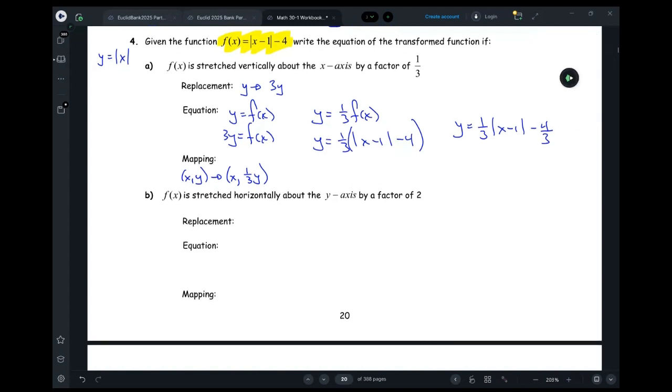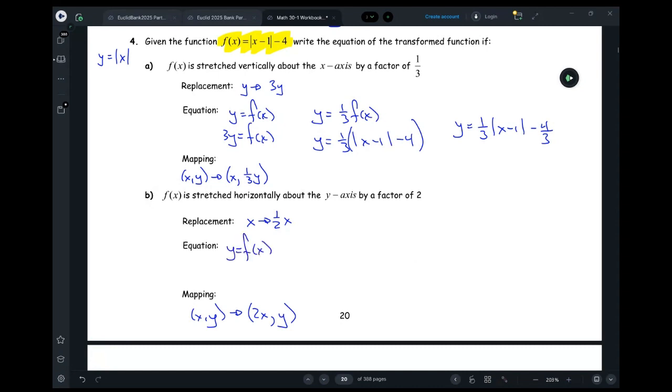When it comes to the horizontal transformation, we're going to stretch this about the y-axis by a factor of 2. I'm going to replace x. And if it's going to be by a factor of 2, I'm going to replace it by 1/2 x, which again means I know right away before I do anything that the mapping is going to be x comma y goes to 2x comma y. But now let's watch what goes on in the function here. So again, I'm going to do this to the function first.